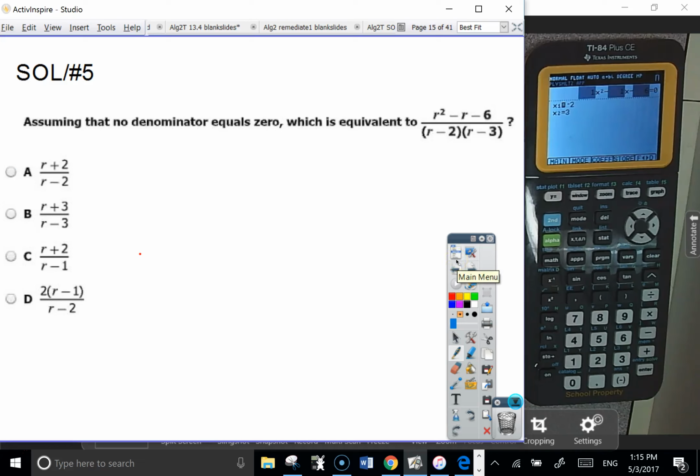So could you use the store value method for this? Yes, you could, because it says equivalent. You could definitely store a value, right? The store method works.